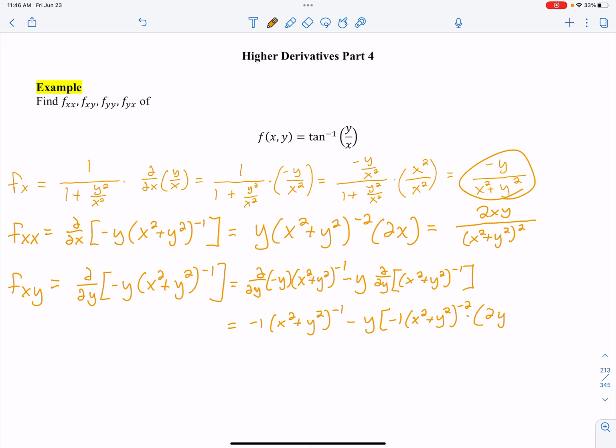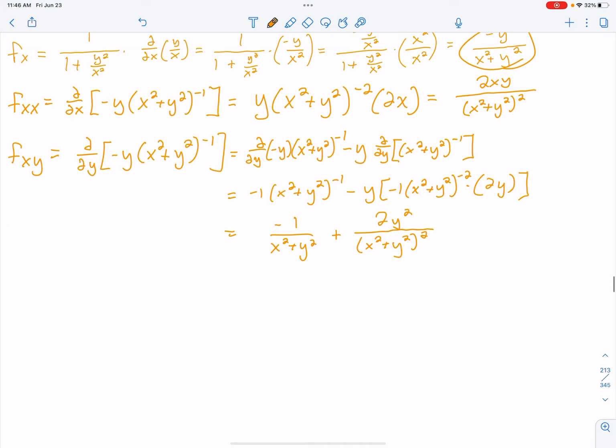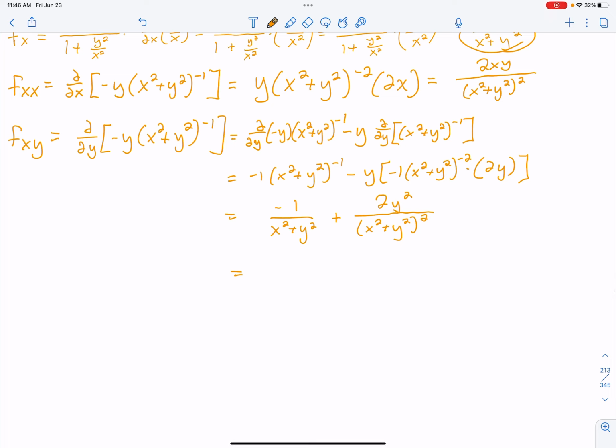The x is gone because it's a constant, and that's what we're left with. Okay, so let's try to get this down to something that doesn't look absolutely horrible. We have that, and then we're going to get a positive, and then this numerator is going to be 2y squared over (x squared plus y squared) to the second power. You could even, if you wanted to, combine those by multiplying the left one by x squared plus y squared.